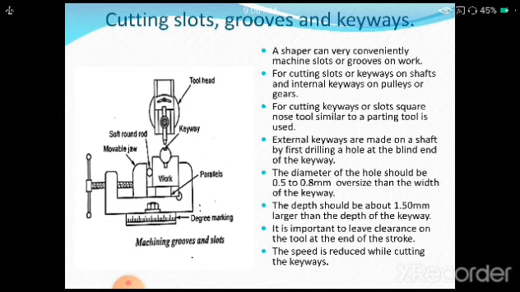A shaper can very conveniently machine slots, grooves on the workpieces for cutting slots or keyways on the shafts and internal keyways on pulleys or gears. The production is done in such a way that it is even possible to carry out the internal keyways also. But here in the figure we are going to discuss only the external keyway production or the grooves or slots. For cutting keyways or slots, a square nose tool, with a nose similar to a parting tool, is used. This is very, very important.